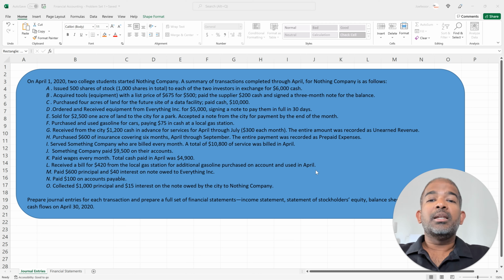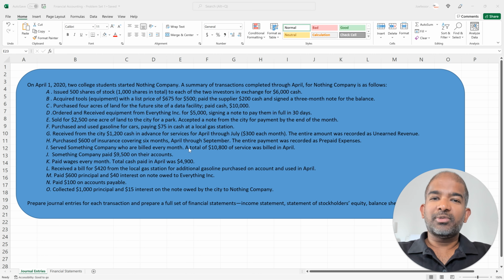Now we'll get started with this first problem set, which shows an exercise on how to prepare journal entries and create financial statements from these journal entries. Here we have a set of transactions for the month of April for a company, and we're going to prepare the journal entry for these transactions.